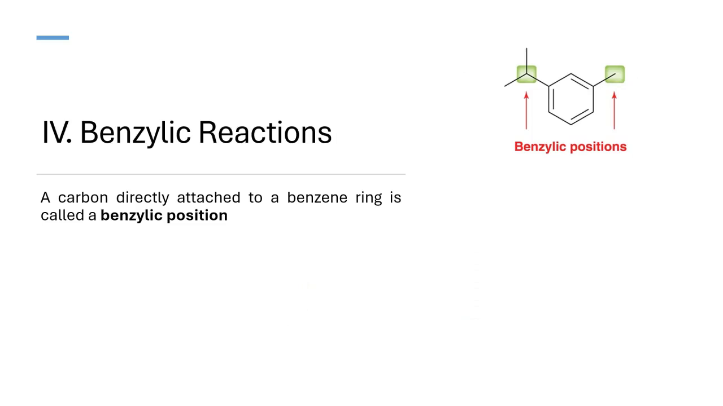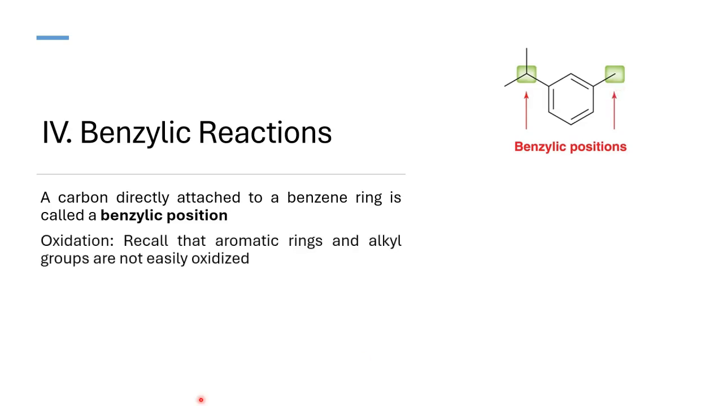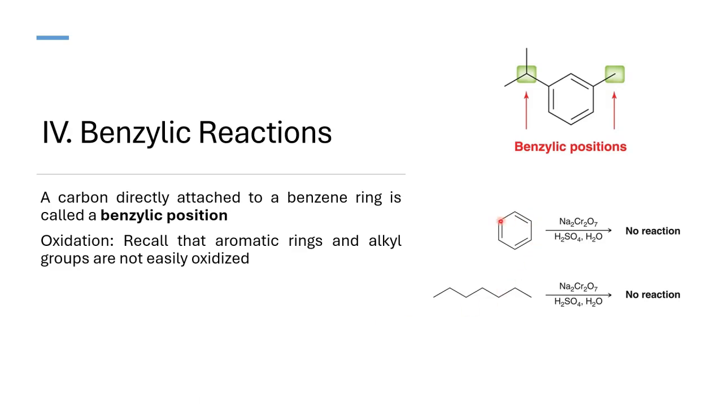4. Benzylic reactions. A carbon that is directly attached to a benzene ring is called a benzylic position. Here are 2 examples of benzylic positions. Oxidation. Recall that aromatic rings and alkyl groups are not easily oxidized. If we have a benzene ring in the presence of a strong oxidizing agent, no reaction will occur. The same is true with something like an alkane that's acyclic. However, benzylic positions are oxidizable.